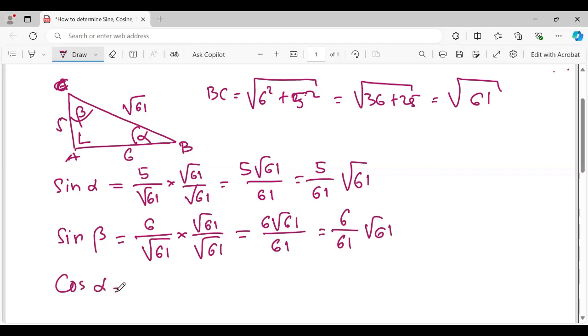Cosine alpha. This is alpha. Cosine means adjacent over hypotenuse. So 6 over square root 61. Same with sine beta. And if we simplify, it's going to be 6 over 61 square root 61.